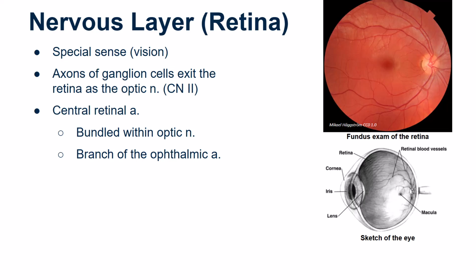Now, the deepest layer or tunic of the eye is the retina. The retina consists of special sensory cells which are responsible for detecting light. So these fibers are going to exit the retina as the optic nerve and are transmitted through the optic canal back to the optic chiasm. Bundled within the optic nerve, within all of those axons, is the central retinal artery, which is a branch of the ophthalmic artery.